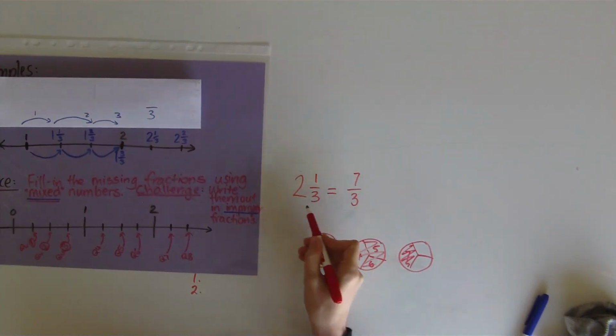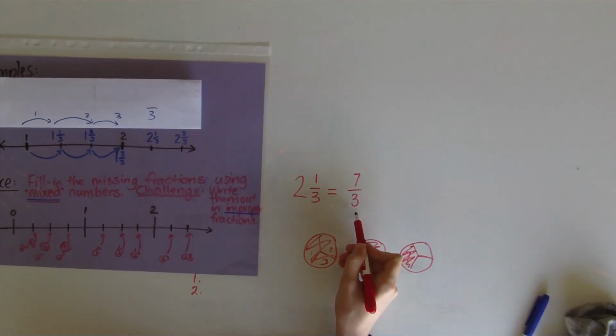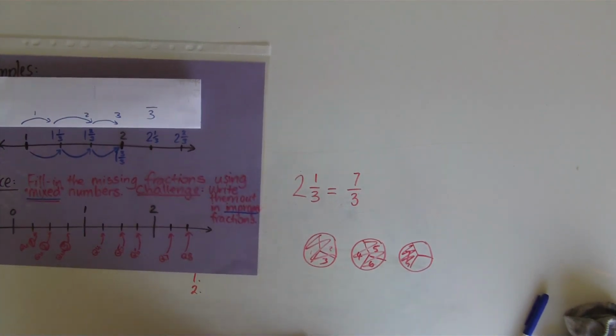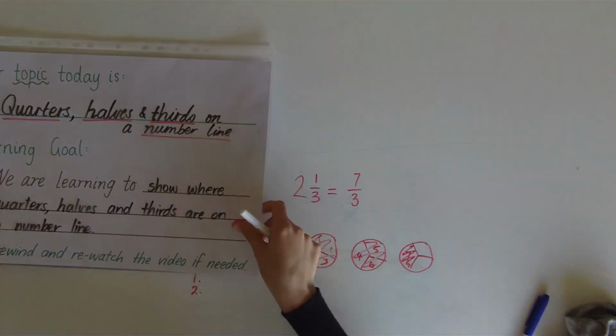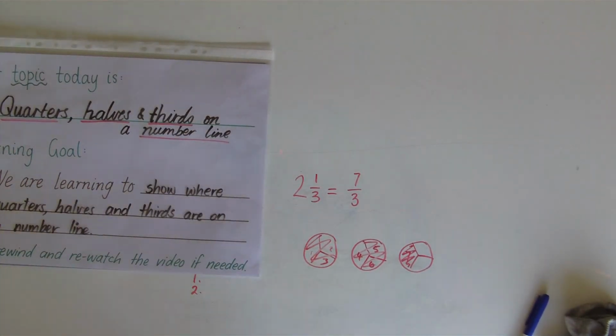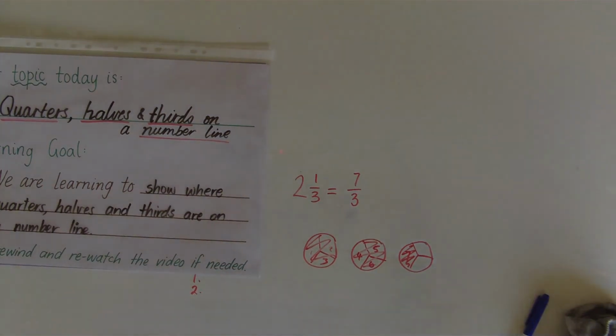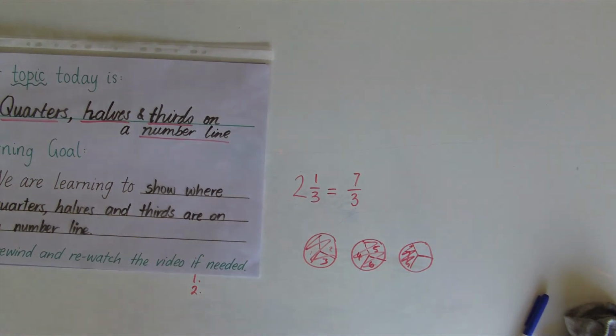This is the same as this. This is a mixed number. This is an improper fraction. So I really hope this video has helped you to understand about halves, quarters and thirds on a number line, and just remember that we were learning to put those fractions or improper fractions and mixed numbers on the number line. And thank you for listening to and watching this video.